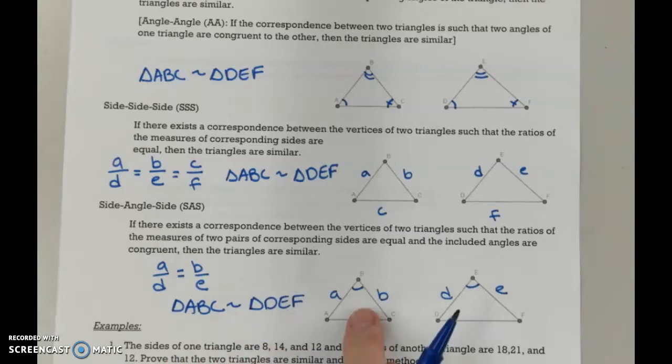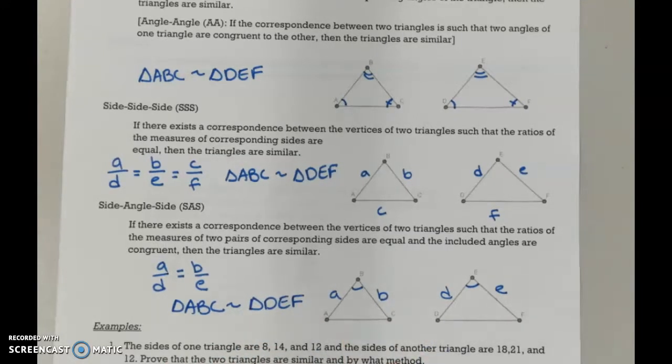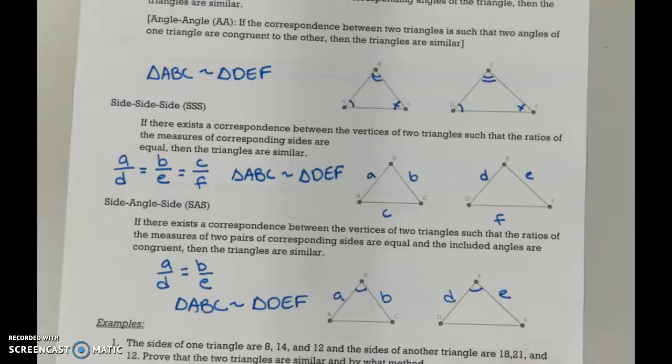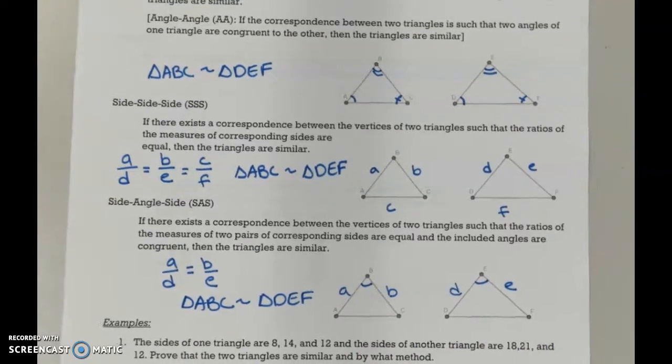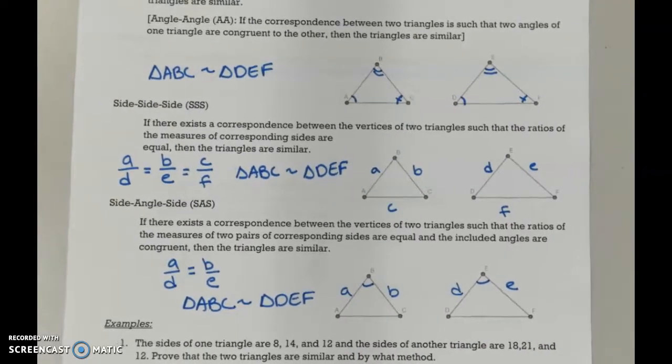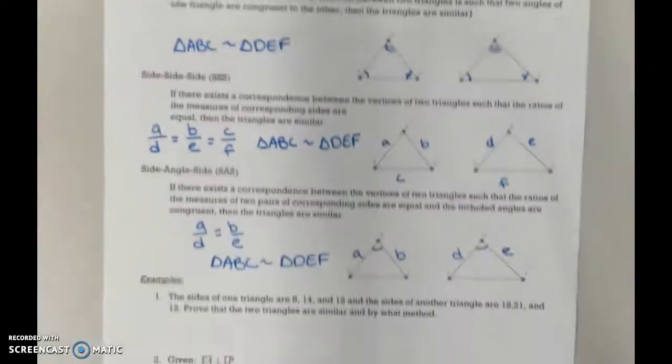Now again, it has to be the angle that's in between the sides that have equal ratios. So for the corresponding sides with equal ratios, the angle must be in between. If it was a different angle, we could not verify that these were similar triangles without more information. Alright, so we're going to use this to solve a couple quick problems. Let me scoot my page up.